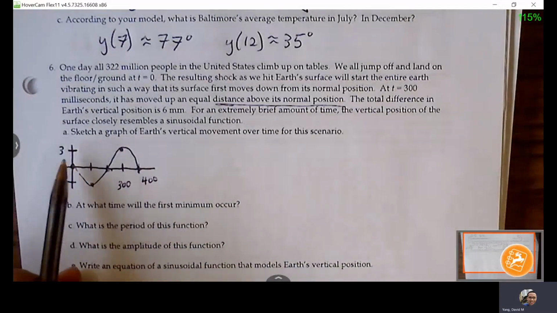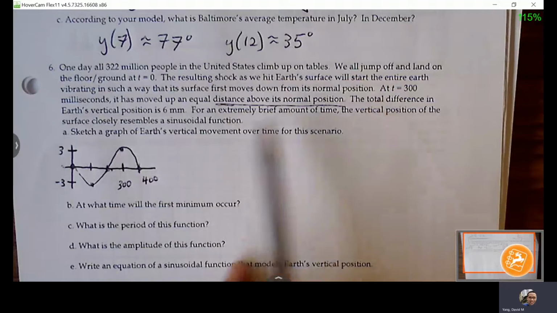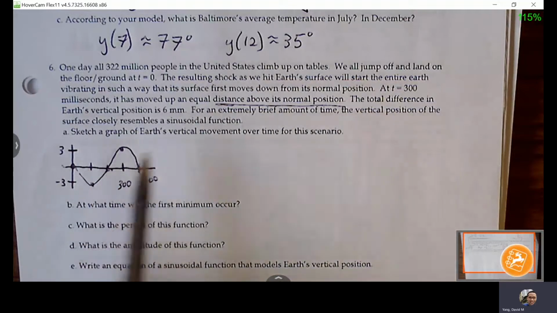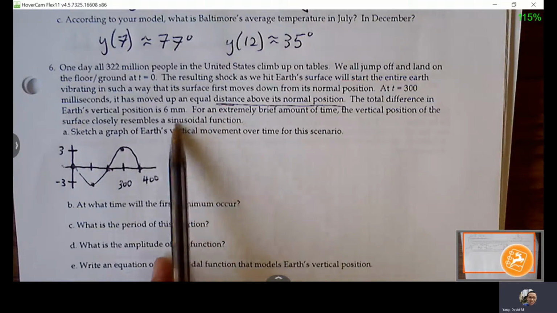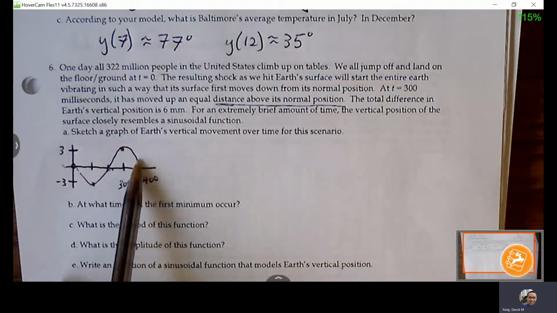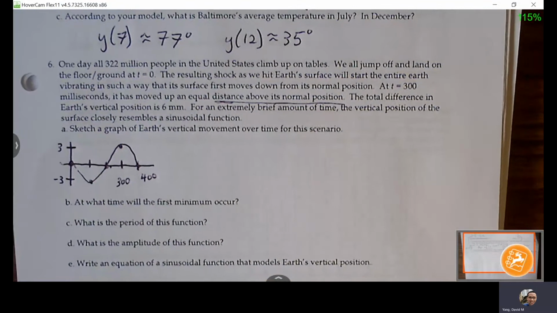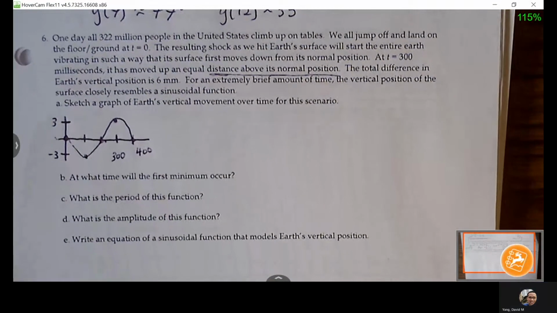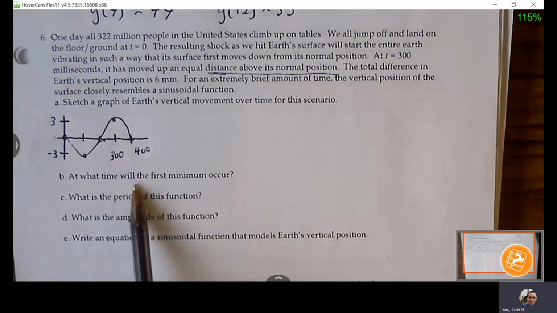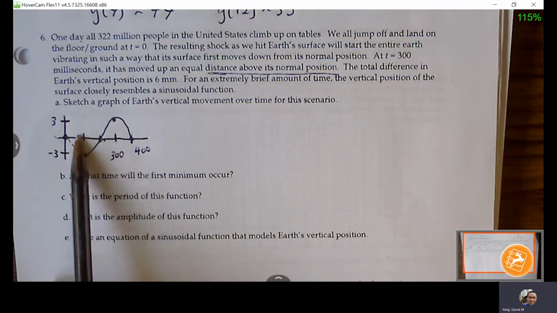Okay, so I think that's the hard part, just trying to figure out, with the limited amount of information. But it does tell us that it's moving down first, and eventually, we know it's going to resemble a sine or cosine graph, so we can kind of just make our way to the end and complete a cycle and figure out what each increment is going to be. Okay, at what time will the first minimum occur? You see that being at 100?